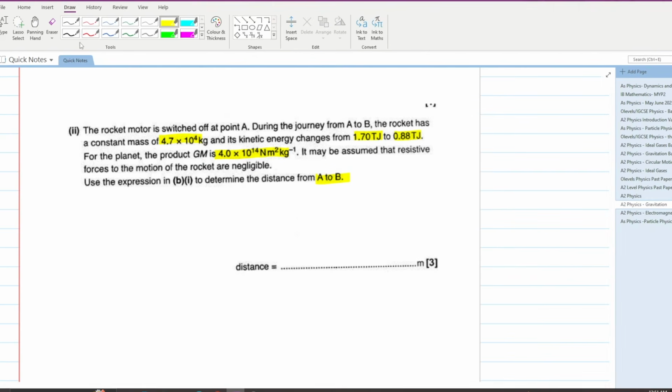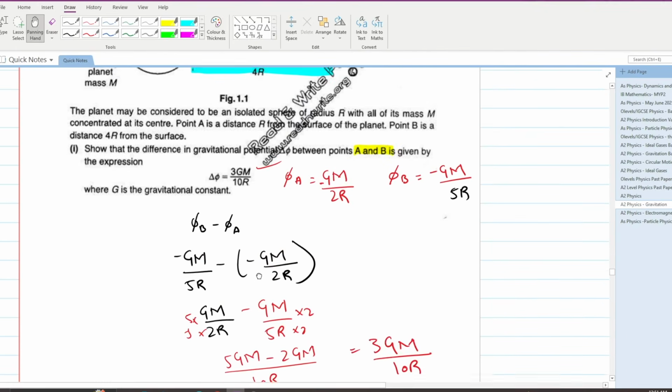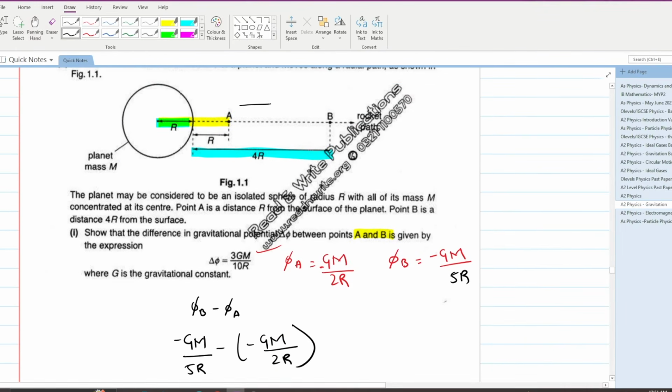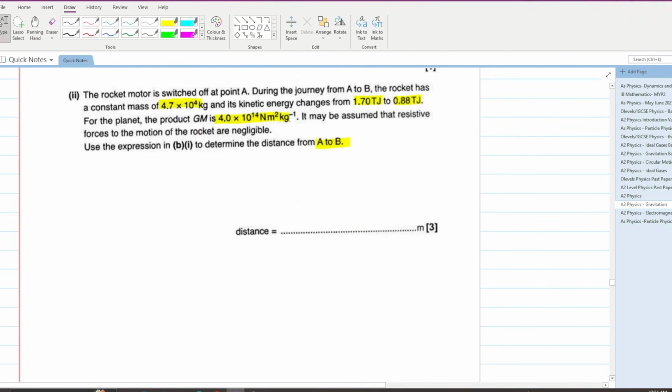As you are moving away from the planet, क्या हो रहा है? A से B जाओगे तो क्या होगा? Gravitational potential energy का increase और kinetic energy का loss. Okay, I understand that. चलो. So what will I write? Loss in kinetic energy is equals to gain in gravitational potential energy. Okay. Now, how will I calculate the loss in kinetic energy?